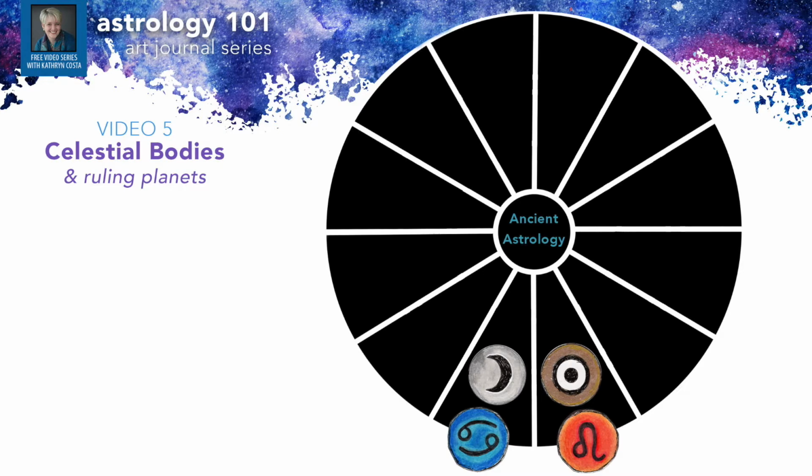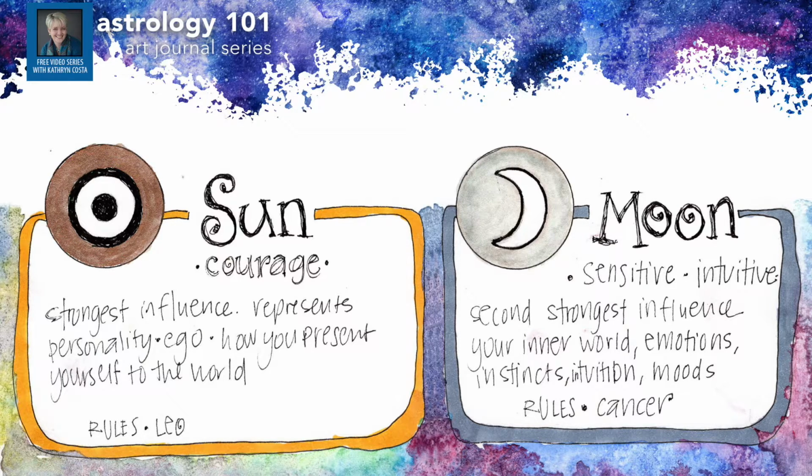So the moon was then associated with Cancer. Now it's time to pull out your journal and take some notes. For each planet and luminary, I summed up their quality or characteristic, their influence, in a single word or two. For the sun, it's about courage, and it is the strongest influence in your chart. It represents your personality, your ego, how you present yourself to the world. And it's befitting of Leo to be a fire sign, as it is ruled by the sun.